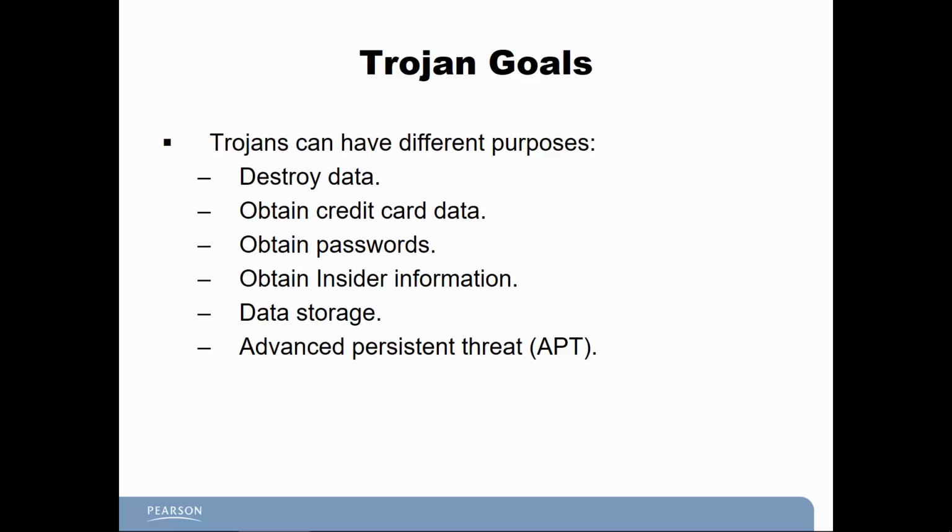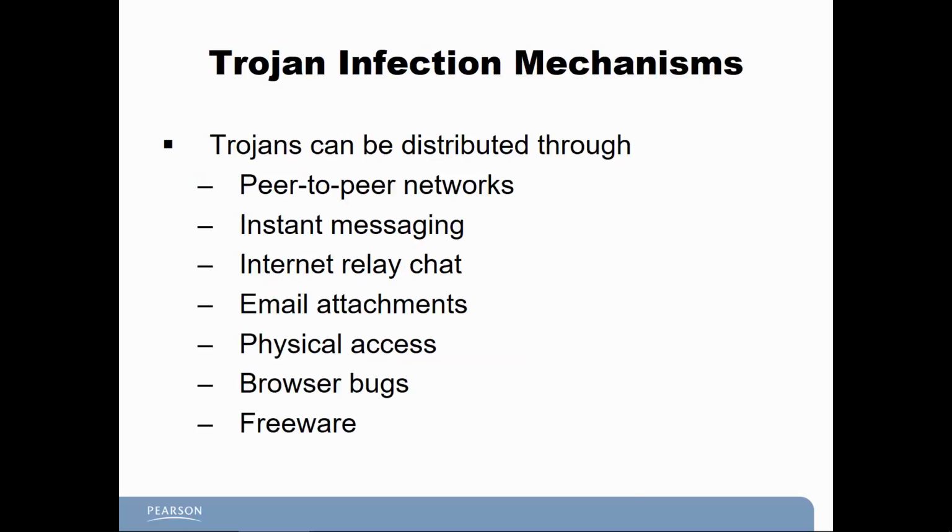Trojans can have different purposes. Some of them destroy data, some focus on credit card data, some on passwords, some on inside information or data storage, or even some type of advanced persistent threat, like backdoors. They can be distributed through many different means: physical access, browser bugs, freeware, chats, instant messages, peer-to-peer, social engineering, plugging in the wrong USB flash drive, just to name a few.